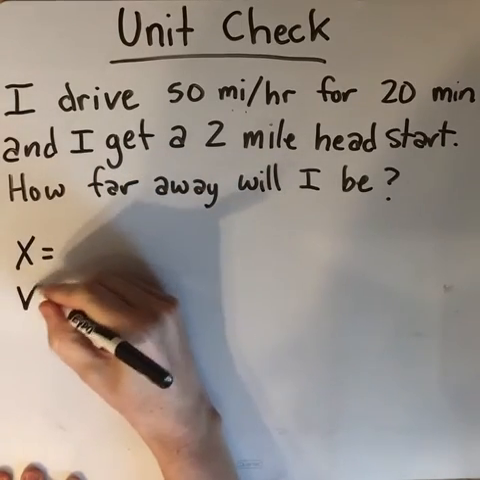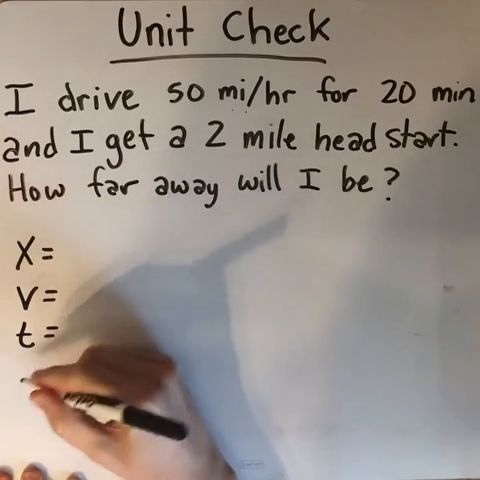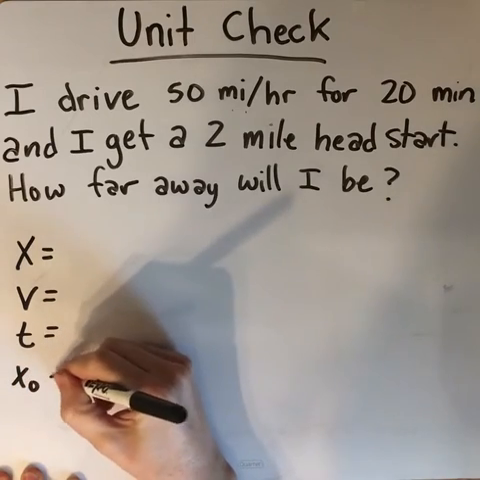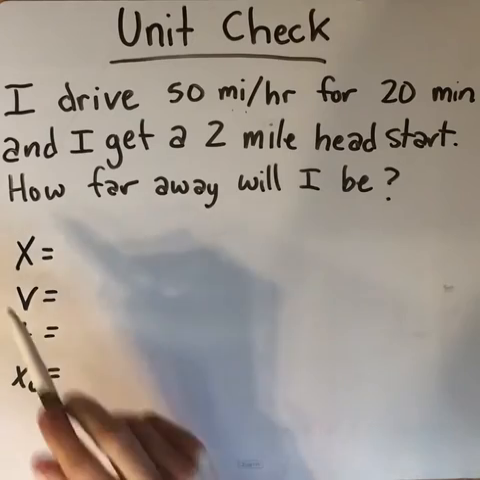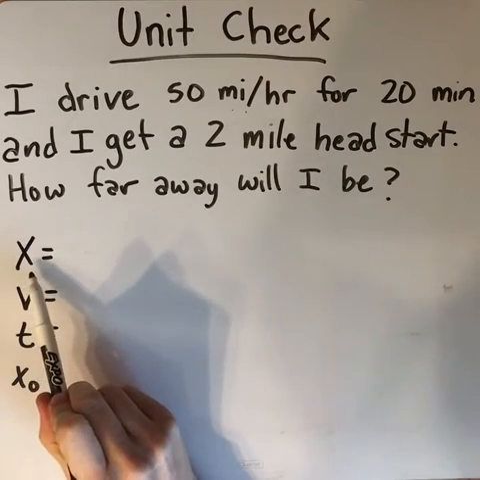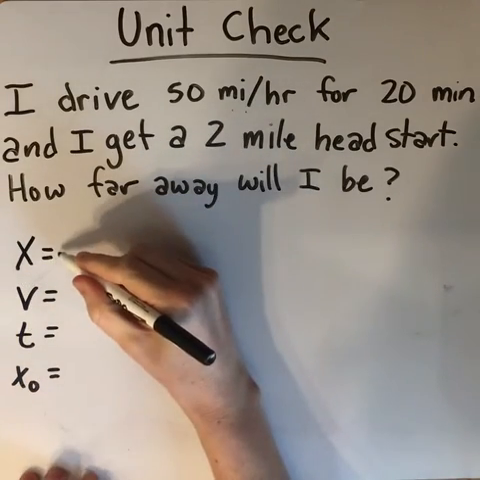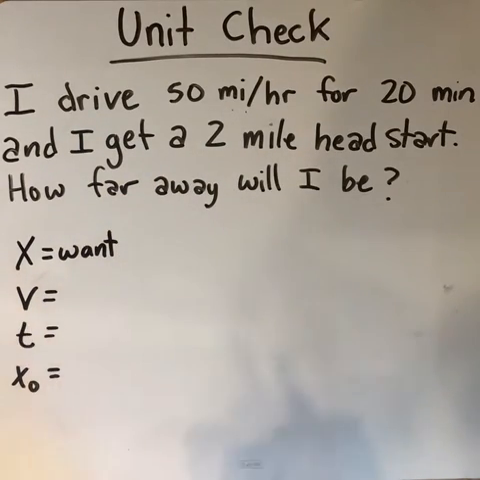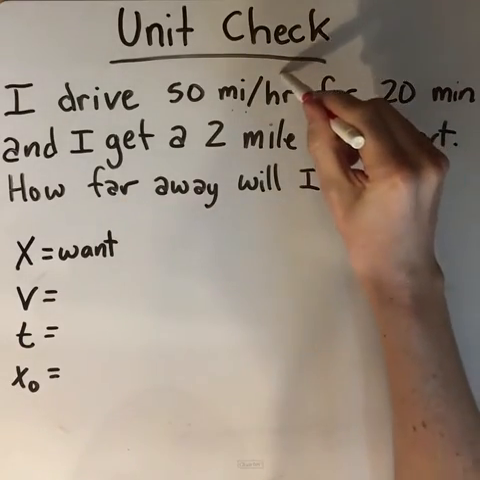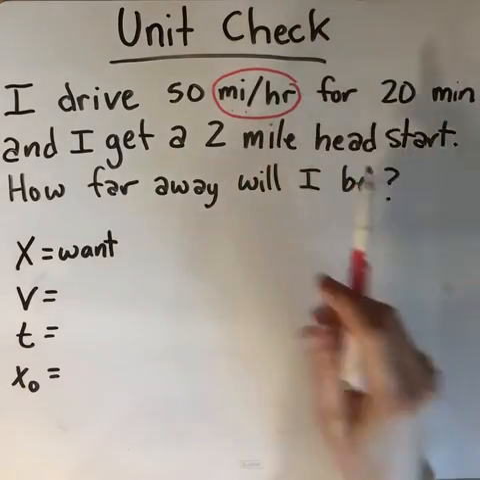We're going to start this the same way we always do. I'm going to make a list of all of the letters in the equation, and I'm going to start writing down the numbers I've been given. X is the final position. This is what we want to know. V is the velocity.